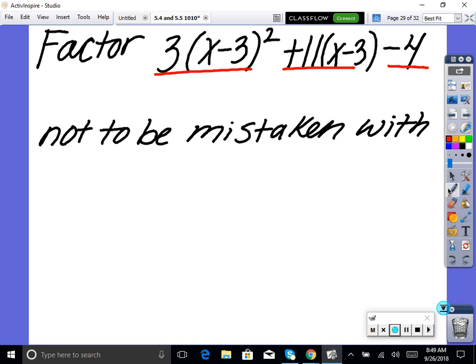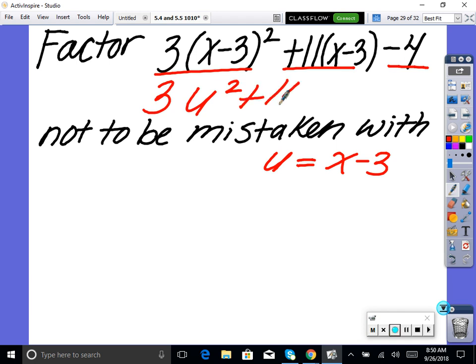So what would our U substitution be? U is equal to what? X minus 3. Now replace your X minus 3's with U's. So we have 3U squared plus 11U minus 4. Then you factor out what multiplies to be negative 4, adds up to be not negative 4. What multiplies to be what? Negative 12. So what multiplies to be negative 12 and adds up to be positive 11.